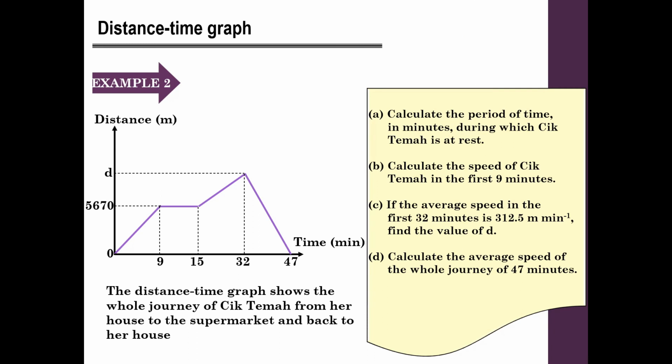Okay, so this is another example. The distance-time graph shows the whole journey of Cik Temah from her house to the supermarket and back to her house. So here is the house, then going to the supermarket, and then going back to the house. The questions ask you to find the period of time during which Cik Temah is at rest, calculate the speed of Cik Temah for the first 9 minutes, and then the average speed in the first 32 minutes is given. Find the value of D, and the last one is to calculate the average speed.